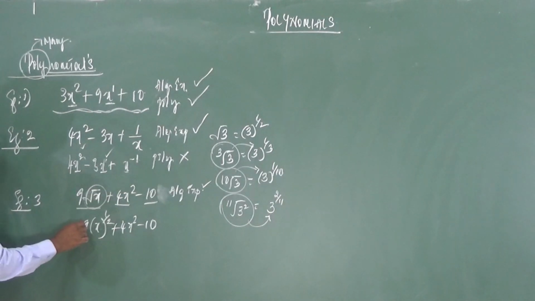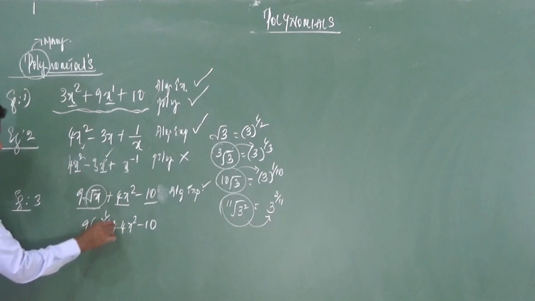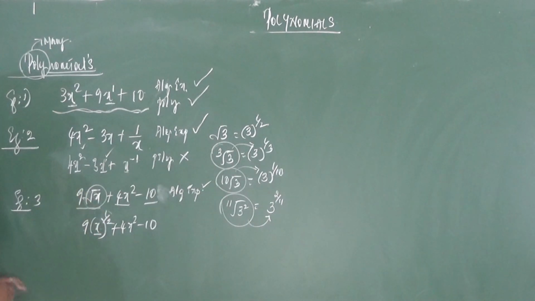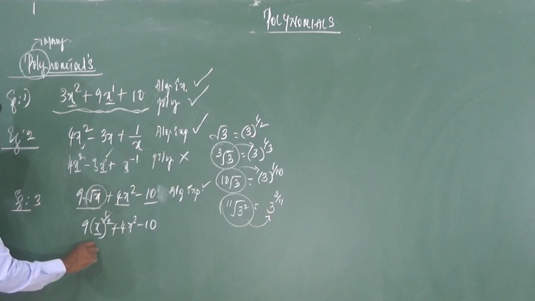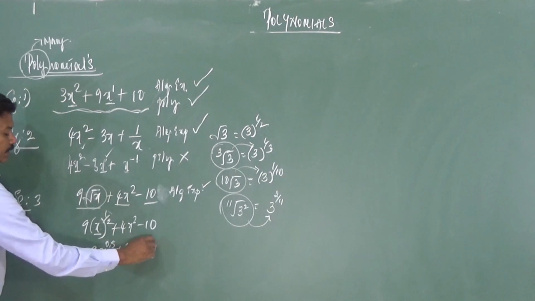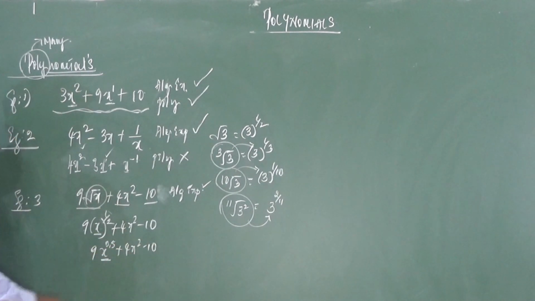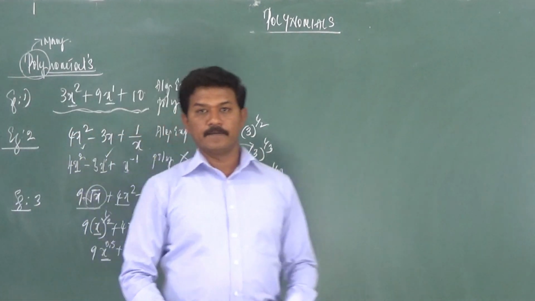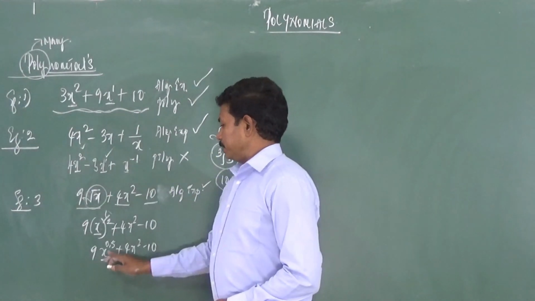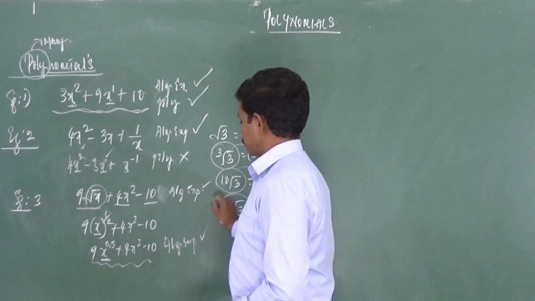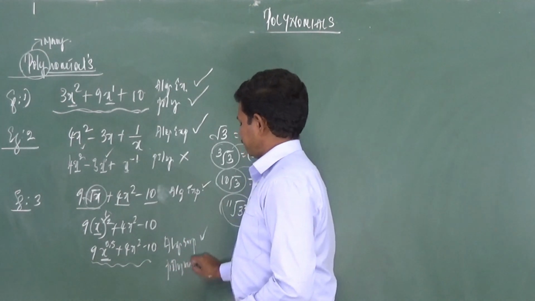Likewise, 9 into x to the power 1 by 2 is the exponential form of root x. So here x is the variable and 1 by 2 is the power we are having. But when you divide 1 by 2, you get 9x to the power 0.5 plus 4x square minus 10. So here the power of x is 0.5 which is less than 1. It's an algebraic expression no doubt, but it is not a polynomial.